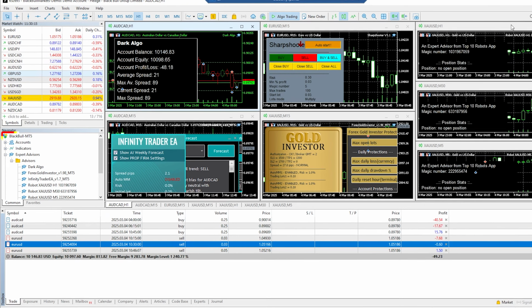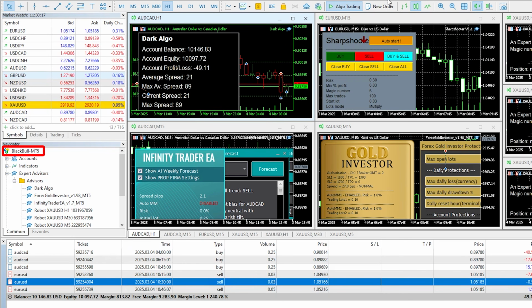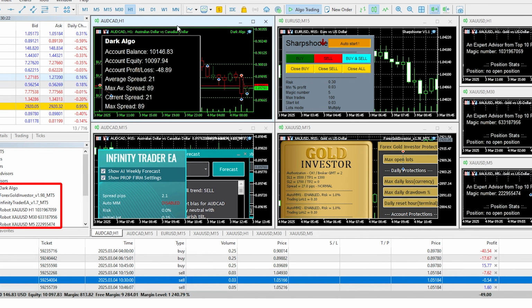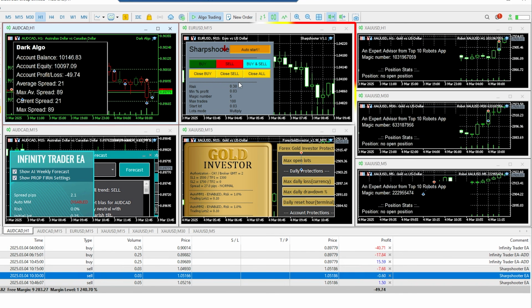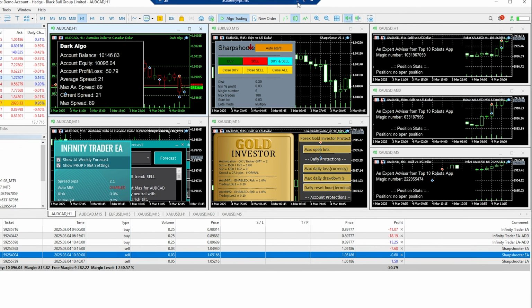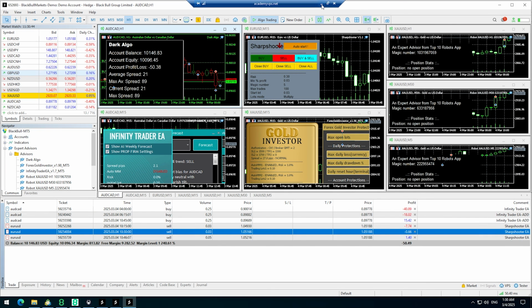Let's get started. All right, and here we have the MetaTrader 5 platform running on my VPS, and you'll see that the EAs that I have on are the Dark Algo, the Sharpshooter, the Infinity Trader, and the Forex Gold Investor, as well as 3 of the gold trading robots from the Top 10 Robots app. And we'll run through each of them separately just so you can get a better idea of them. And let's look at the respective websites for each of these products.